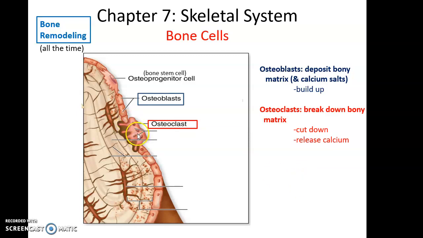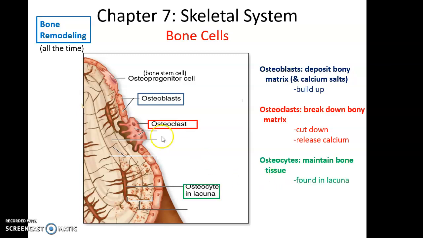We also have osteoclasts. Osteoclasts, their job is to break down the bony matrix. They destroy the extracellular matrix of the bone. And this will both remove that material, cutting down the bone, osteoclasts cut down, and also release calcium, sending that calcium to the bloodstream usually. And the functions of the osteoblasts and osteoclasts are constantly occurring. This process of building up and breaking down bone tissue is known as bone remodeling. So this is occurring all the time, and I think something like every 11 years, all of our bone tissue has been replaced. It is newish.